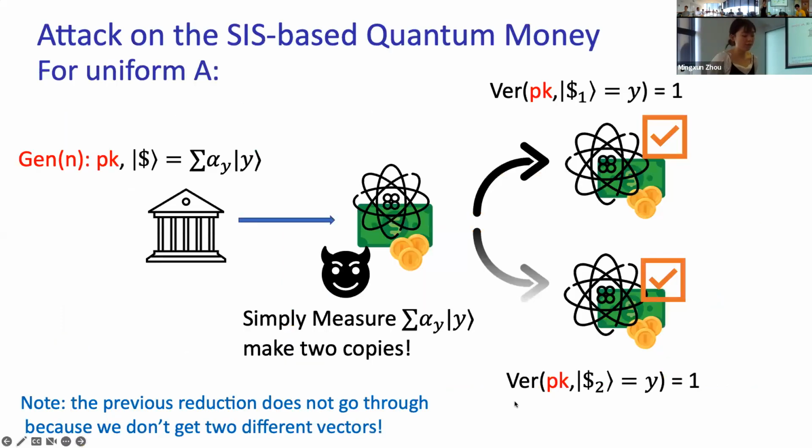And now it comes to the attack. As I have said, the adversary can simply measure the quantum state. It just gets some random y and makes two copies. Assuming the security of LWE, no efficient verification will be able to distinguish this fake money state, which is basically a classical string, from the real money state. And that's why our previous reduction doesn't go through. If you recall, the previous reduction said we were expecting the adversary to give us two different y's, but now it's simply giving us two same y's.